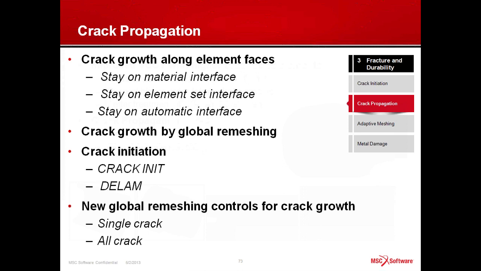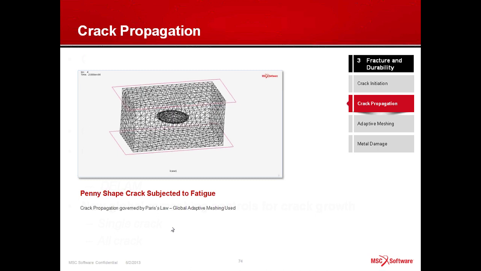or you could say only allow the crack to be between different materials. It's much more general if we do the global remeshing. And with the global remeshing, of course, we can have a single crack, we can have multiple cracks. It's a very general capability.